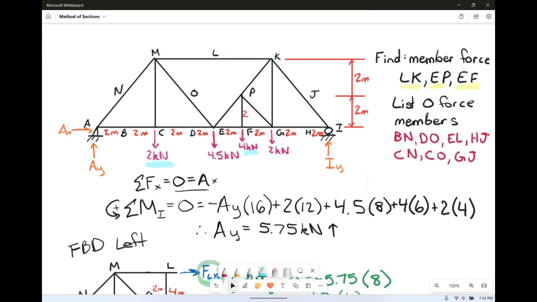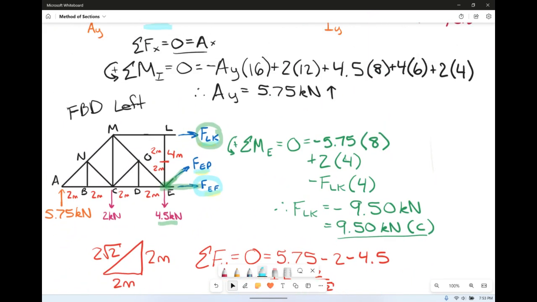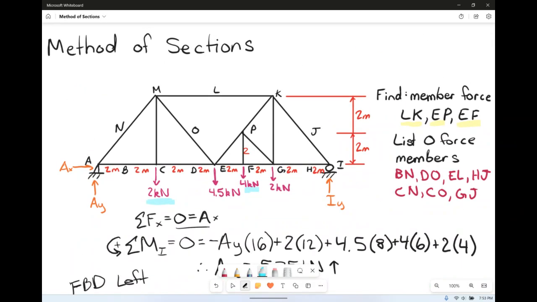And again, we use the method of sections to find the forces in those 3 members that we were asked to find. So method of sections is supposed to be a quick way to figure out just a few important pieces of information and not necessarily the whole truss.